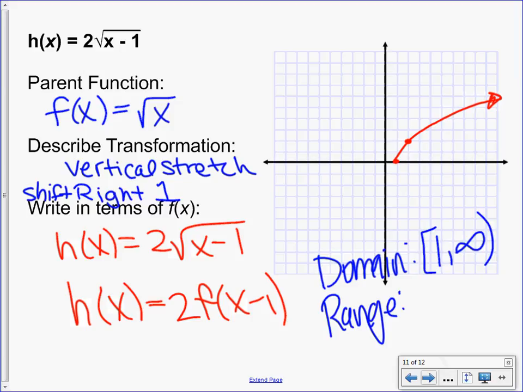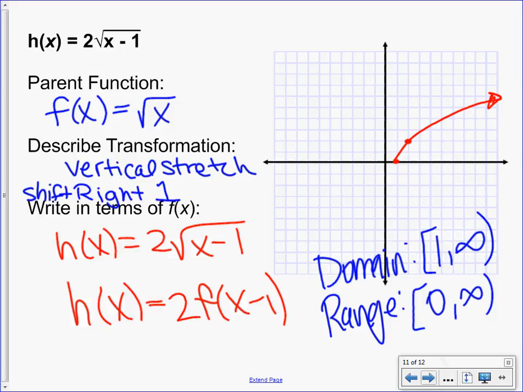Our range. Where do our values begin? At y equals 0, and they continue to grow. Do we include 0? Yes. I will tell you, you will have to do domain and range on almost every single graph on your test. So if you want to practice in your homework, you're more than welcome to.